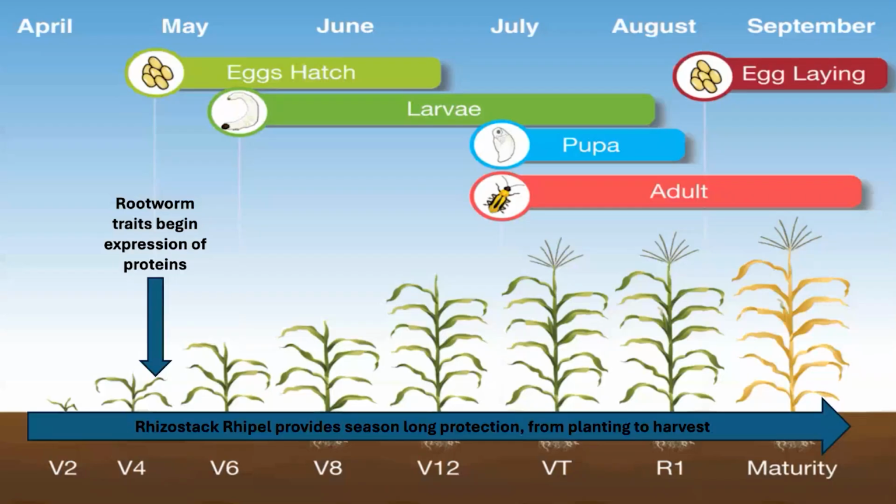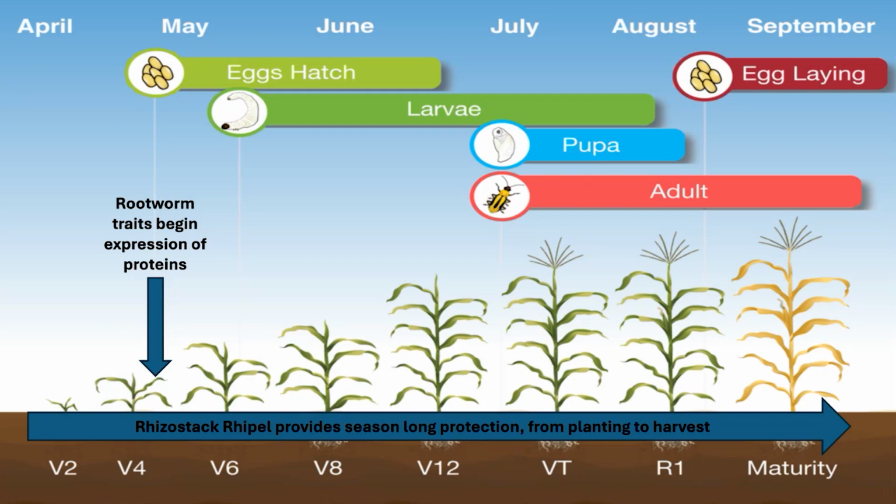So if you look at this here, between V4 to V6, usually about V5, is when rootworm traits begin to express proteins. So that's generally when that gene in the plant turns on to make the proteins that kill the actual larva. And I realize that for a lot of guys, V2 to V4 might be late May, early June, or depending on who's on this call, it could be late April. It just depends on where we're talking.